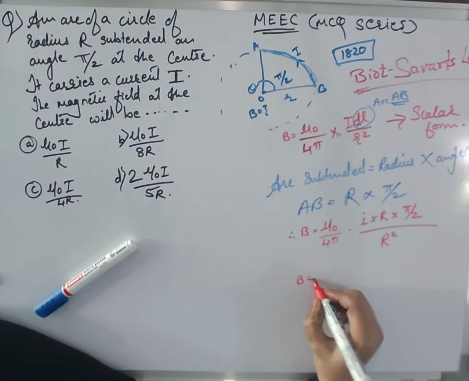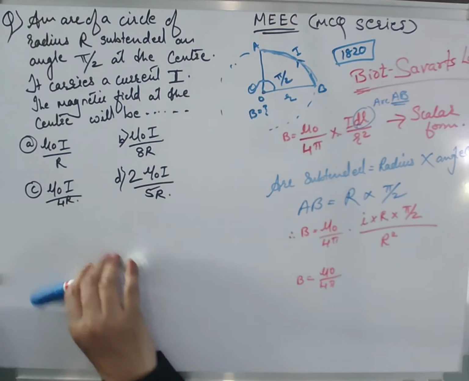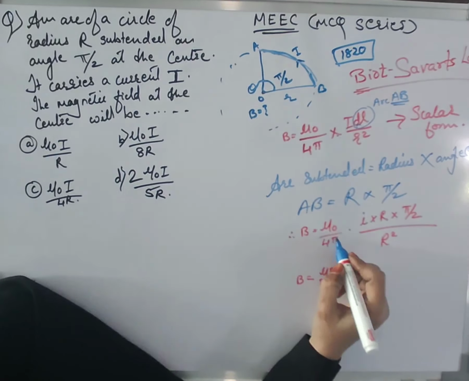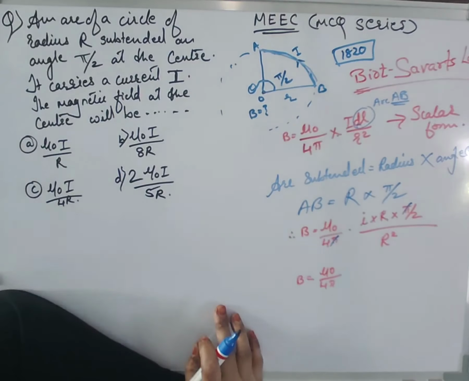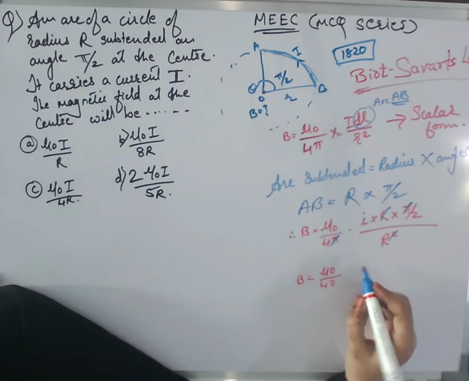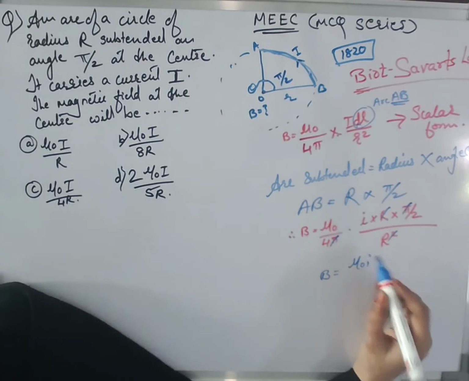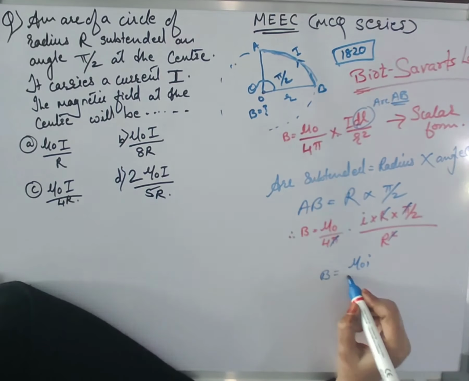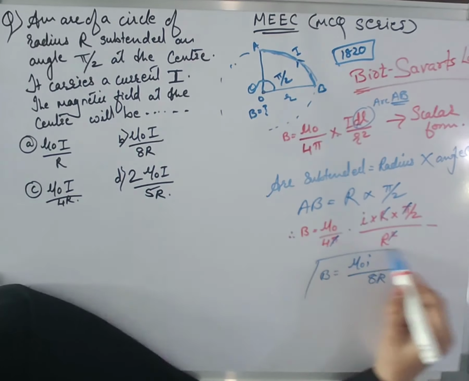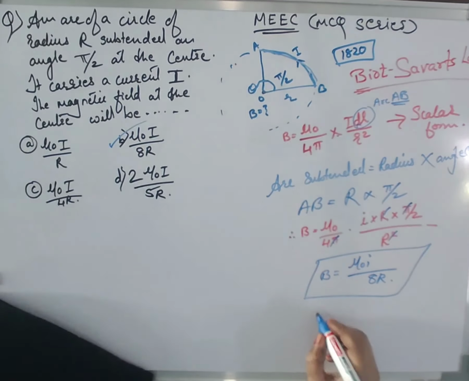So therefore B is equal to mu naught upon 4 pi. Here see, now all these things will get cancelled. This pi and this pi get cancelled. This R and this one R get cancelled. So what we get here is B is equal to mu naught I, multiplying these, the whole upon 4 2s are 8 R. So where will we find this? This is in option B.